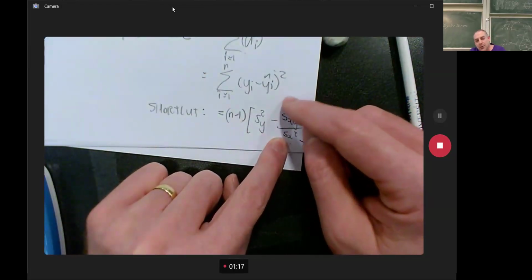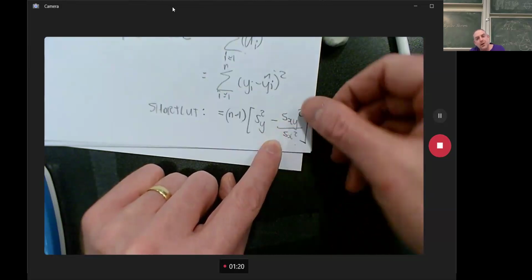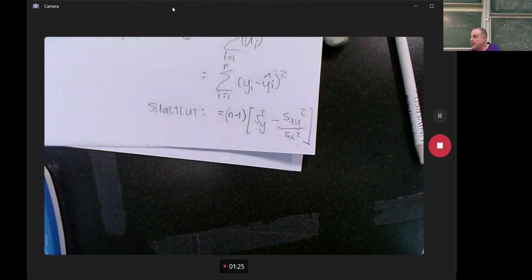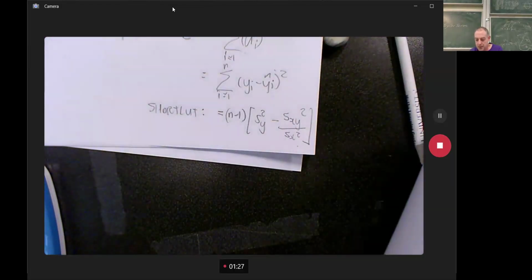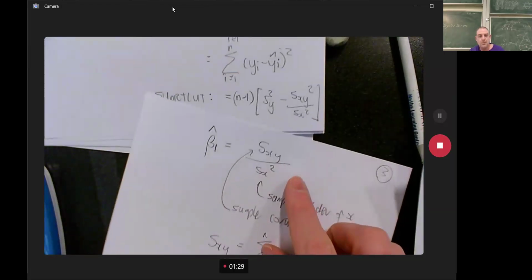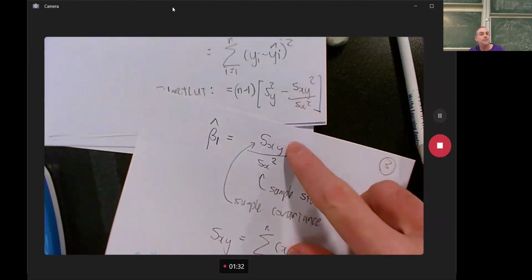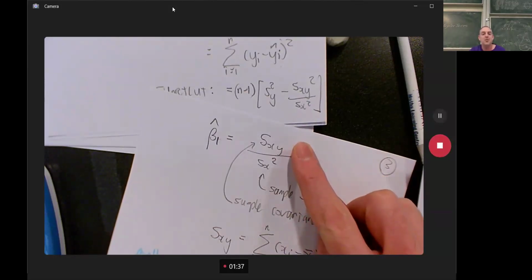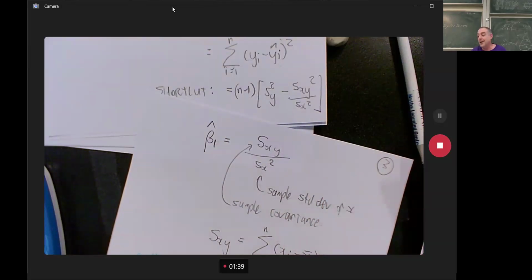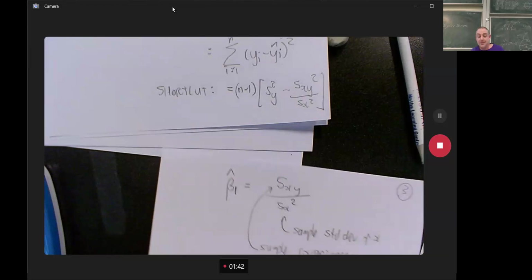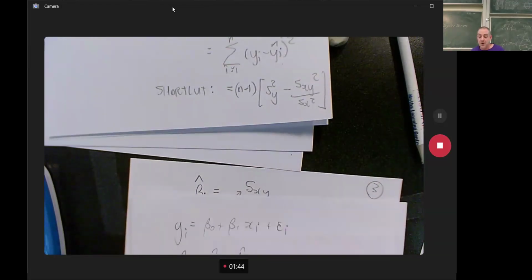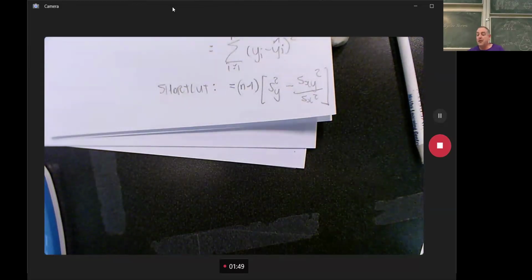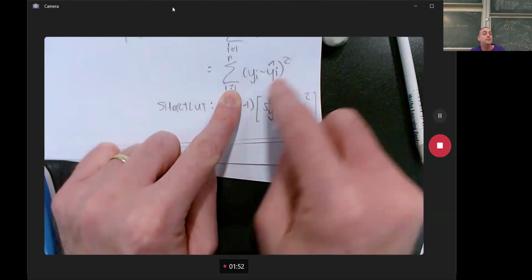And this bit here is almost the same as beta 1 hat, except beta 1 hat doesn't have the squared there. I just want to be sure I've got that right. Yes, beta 1 hat doesn't have the squared on the top. So you could theoretically multiply beta 1 hat by s_xy and it would do the trick. Anyway, wow, that is a surprise. So there's a shortcut for it, but this is the one most people think of.